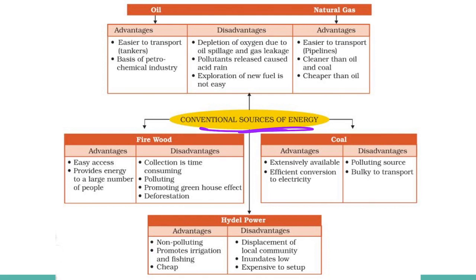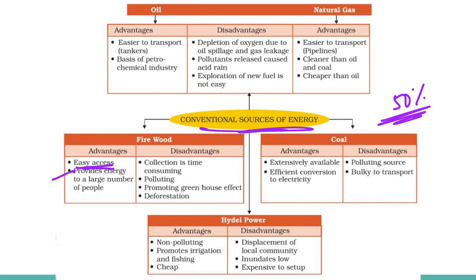Firewood and fossil fuels are the two main conventional energy sources. Firewood is widely used for cooking and heating. And in our country, more than 50% of the energy used by villages comes from firewood. The advantages of firewood are that we can have easy access to it. It provides energy to a large number of people.